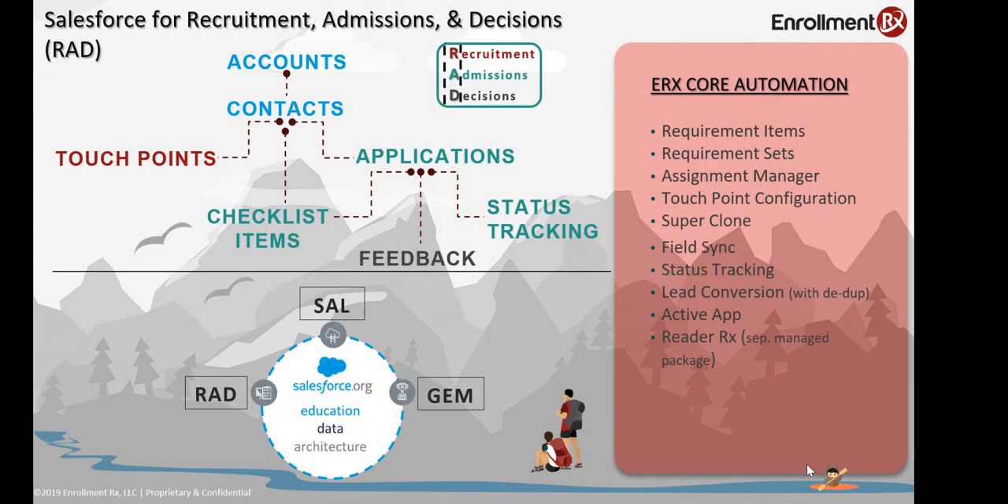Before we move into the demo, I just want to show you what automation looks like represented visually. Basically, to use Salesforce for recruitment, admission, and decision, you will need to utilize some of the standard objects, such as contacts and accounts, as well as custom objects that meet the needs of higher education. What Enrollment RX does is to create those objects for you, but more importantly, build in the automation to move students along the recruitment funnel, track their statuses, and engagement points, among many other things I'll show you in this demo. I should note as well, this demo will cover the recruitment and admission part of this chart. Please see the separate Reader RX demo to learn about the decision component.